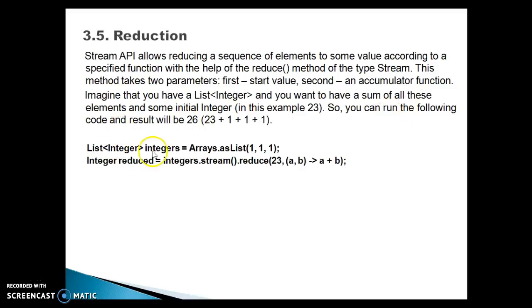So here you can see, we have a list of integers, 1, 1, 1, 3 elements, and every element has a value of 1. On this list we have applied stream functionality: integers.stream gives you the stream of integers, and you just applied the reduce method on that. The initial value you have given is 23, and you have specified a lambda expression, and this will add the rest of the elements to 23, and you get the final result 23 plus 1 plus 1 plus 1, that is 26. So that's the concept of the reduction method, and using the reduce functionality you can perform reduction.